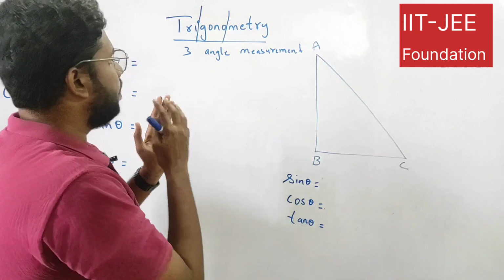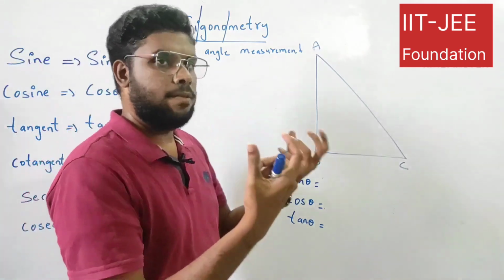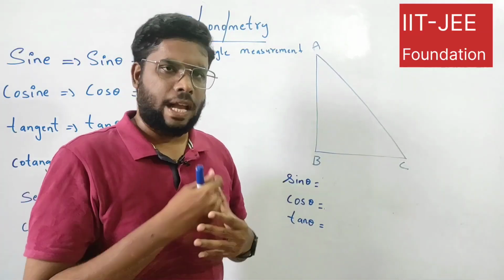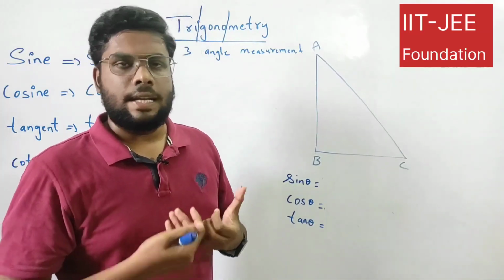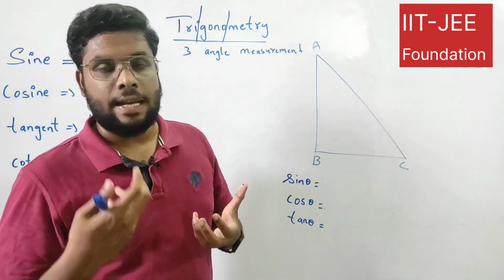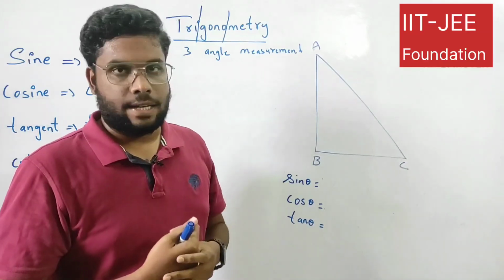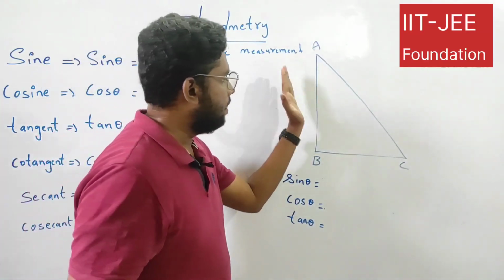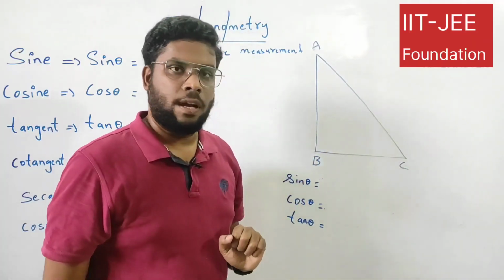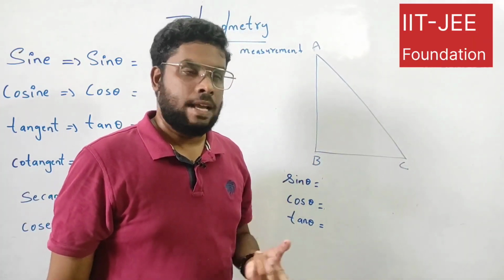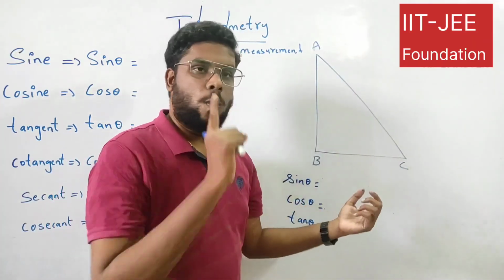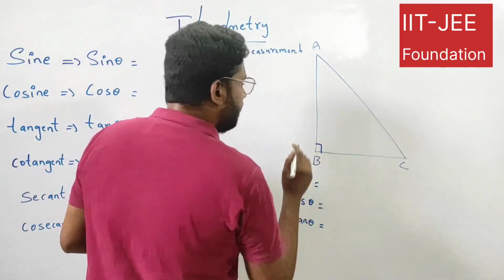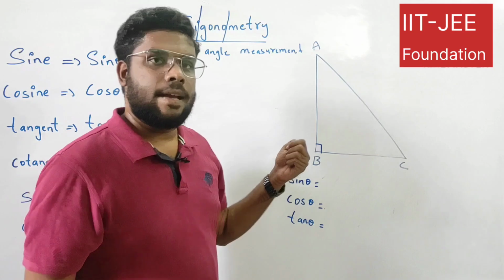Okay, trigonometry means triangle and its measurement, in simple terms. We have many types of triangles: isosceles triangle, equilateral triangle, scalene triangle, obtuse triangle, acute angle triangle, and right angle triangle. What we will mainly focus on here is the right angle triangle. So what is a right angle triangle? A triangle in which one angle is 90 degrees is said to be a right angle triangle.